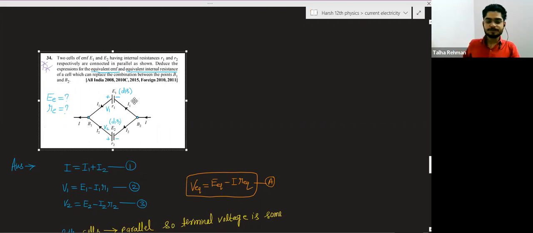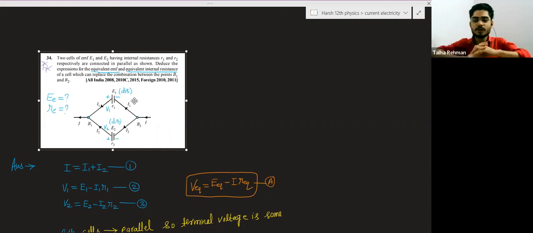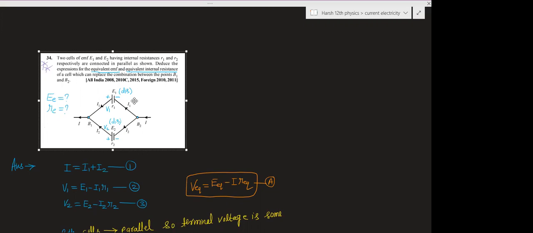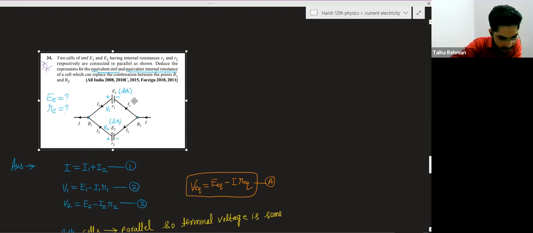So there is some surface area of the electrode, and electrodes are placed far apart. Two factors on which the internal resistance depends are the surface area of the electrode and the distance between the electrodes. The more the surface area of the electrode, the less the internal resistance. The more the distance between the electrodes, the more the internal resistance.